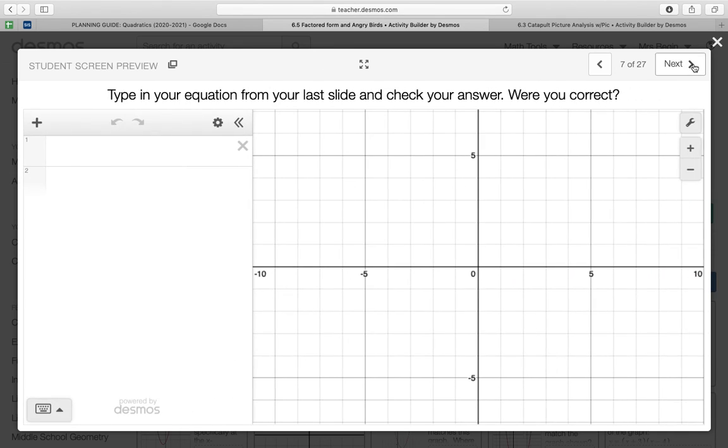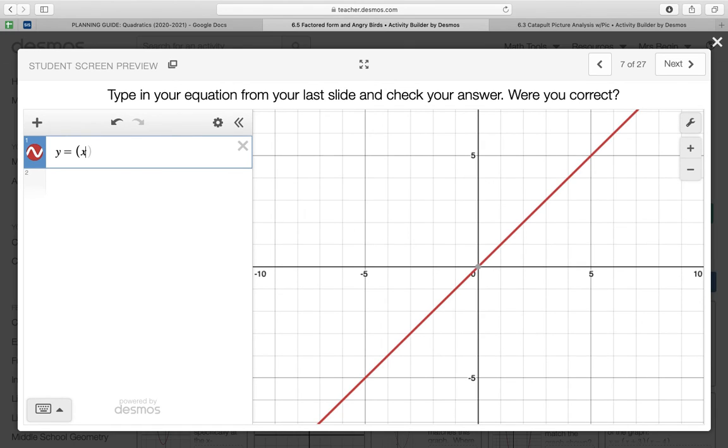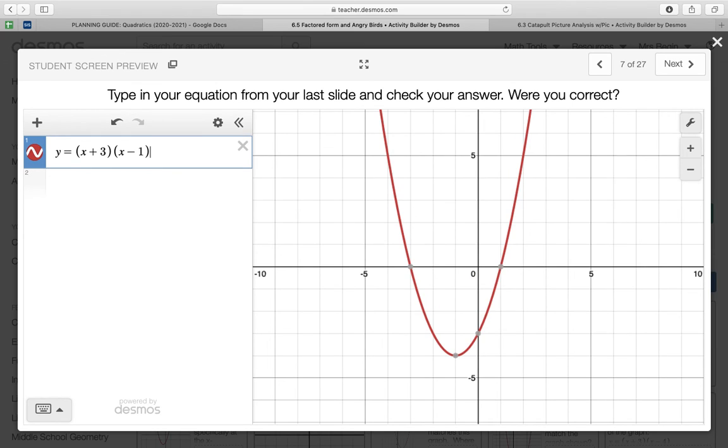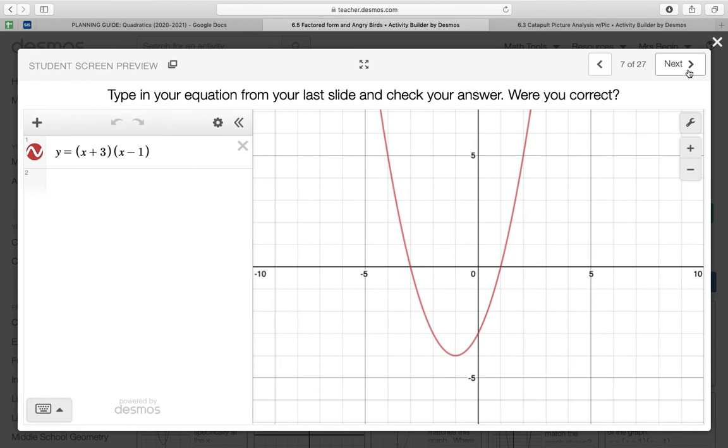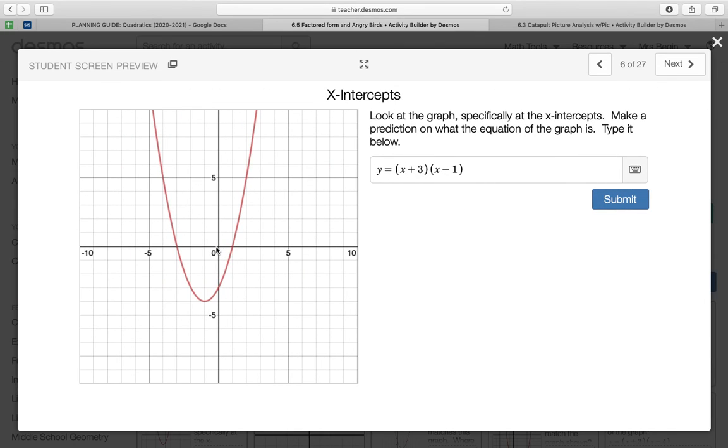On the next slide, I'm going to type in that same equation, and I want to check my work. So I said x plus 3 in the parentheses, and then x minus 1. And if you take a look at this graph right here, does it match the previous graph? You can say, yes, it does. We can even check the vertex. The vertex would be at negative 1, negative 4. Was that the vertex for this graph as well? Negative 1, negative 4, yep, so this is the same graph, and my prediction was correct.